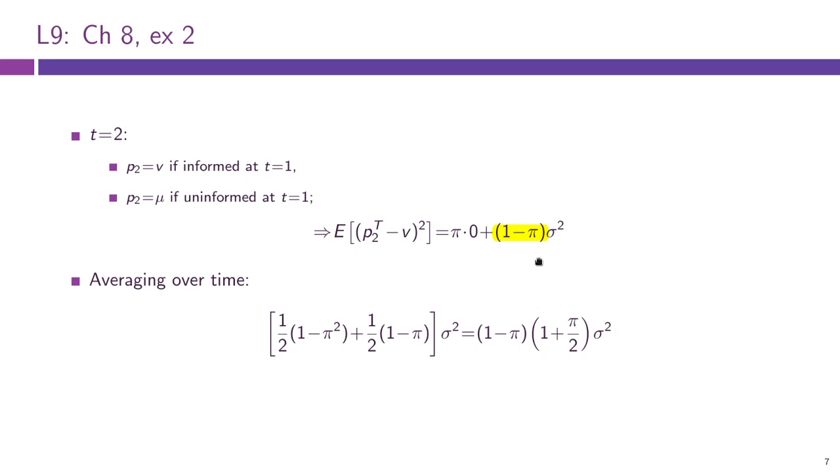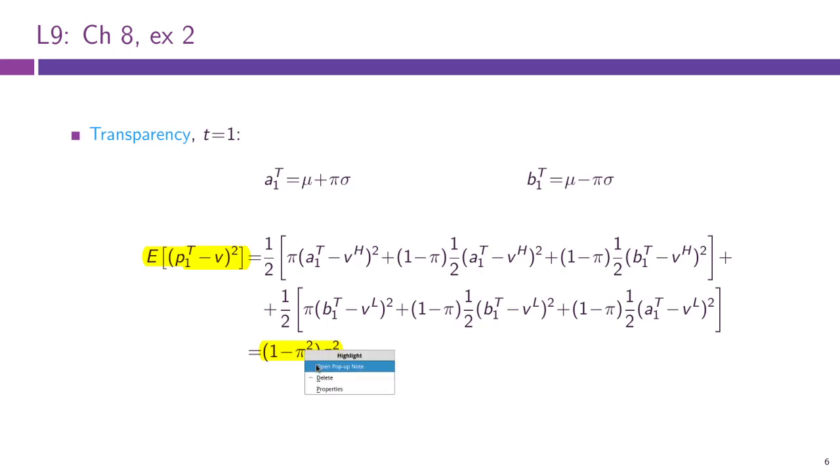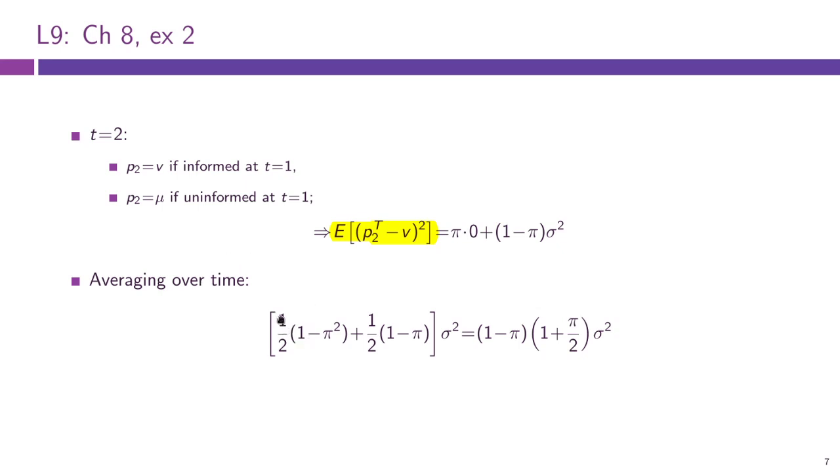And with probability 1 minus pi, our price will be exactly sigma away from the true value. So the price will revert down to mu, both ask and bid, in the 1 minus pi scenario. Which means that p minus v will be equal to sigma. So this expectation is equal to 1 minus pi times sigma squared. If we take the average of our 2 terms over time, this one and the one that we just computed, we'll have 1 half times 1 minus pi squared times sigma squared from the first period, and 1 half times 1 minus pi from the second period. And this just reduces to this expression.